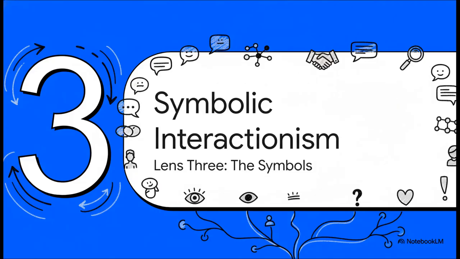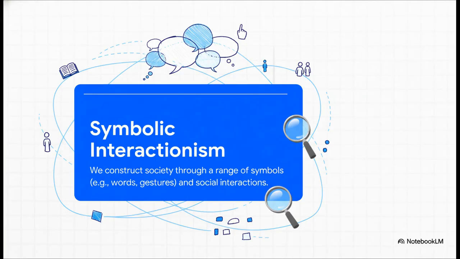Okay. We've seen the big, zoomed-out picture of society as a stable body and as a competitive arena. So for our final lens, let's zoom all the way in and see how society gets built from the ground up, one tiny interaction at a time. This is symbolic interactionism, and it is all about the micro level. It basically says that society isn't some pre-existing thing that we're all just dropped into. Nope, we build it. We construct it moment by moment through our daily interactions and the shared meanings we give to symbols like words or gestures or even objects.